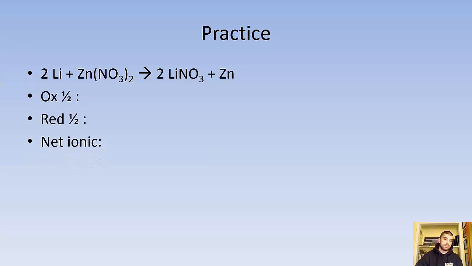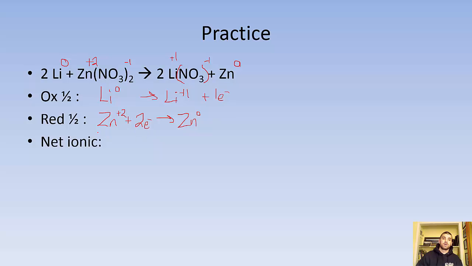The first thing we want to do is figure out the charge of each thing. Li by itself is 0. Zinc by itself is 0. Zinc can only be plus 2. Nitrate, the whole thing, is minus 1. Again, over here, each nitrate is minus 1. Lithium has to be plus 1. So the question is, what was oxidized? Lithium was oxidized. It was Li 0, and it became Li plus 1 by losing 1 electron. What was reduced? Zinc went from plus 2 to zinc 0 by gaining 2 electrons.